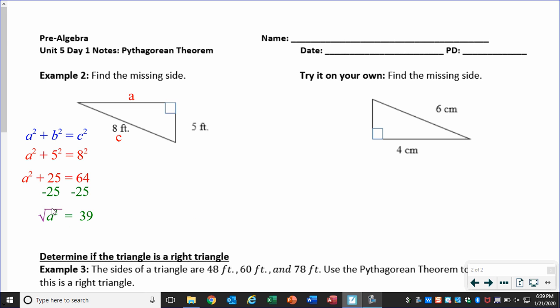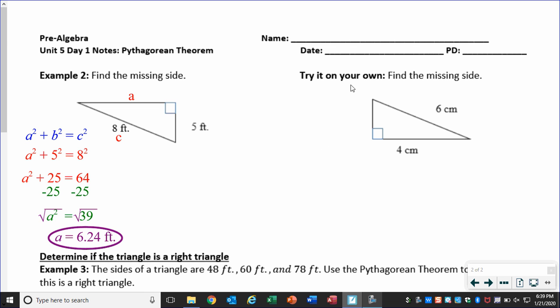Now to undo a squared, I have to square root it. Okay? Square root here and square root on the other side. The square root and the square will cancel out, leaving me with a. And I do the square root of 39, I get 6.24 feet. Okay? And I know that that makes sense because that is smaller than my hypotenuse. So I know it actually makes sense as a leg.